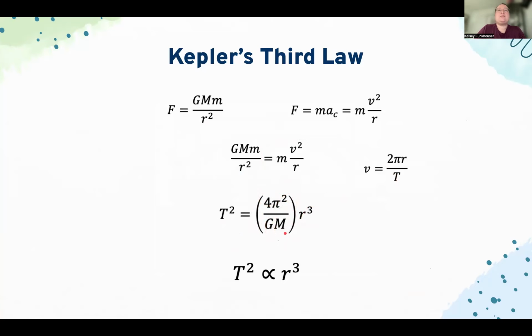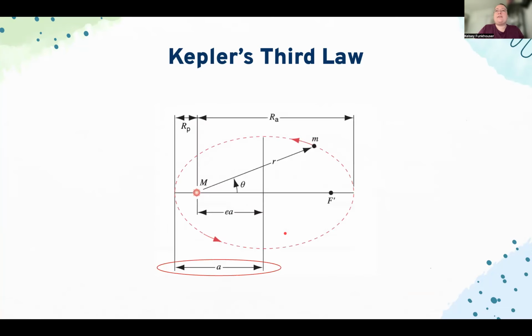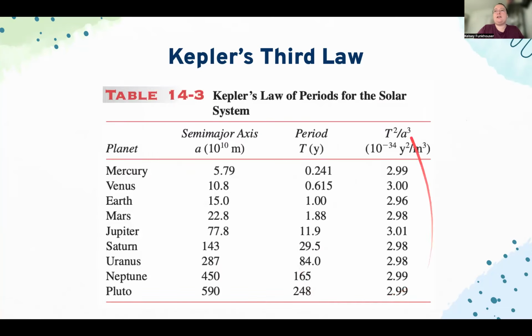And then this M represents the mass that is the focus of the orbit, so the mass of the sun in our solar system. So that is constant for all of them. So this column should be pretty much the same. And it is. It's all around 3 times 10 to the negative 34 year squared per meter cubed. Very odd units, but in the column, that's what we're getting.